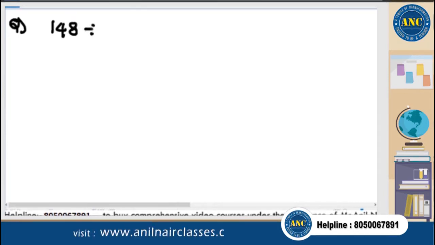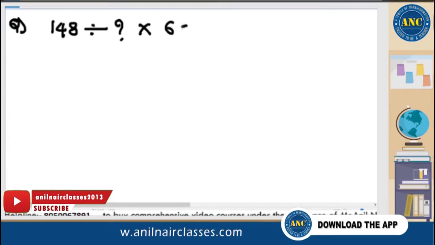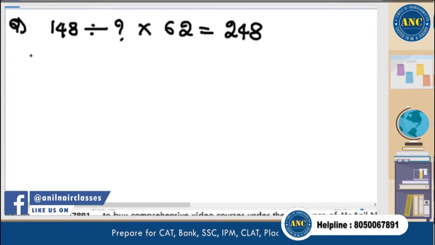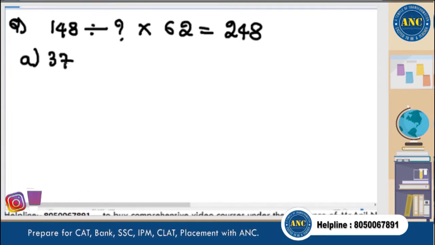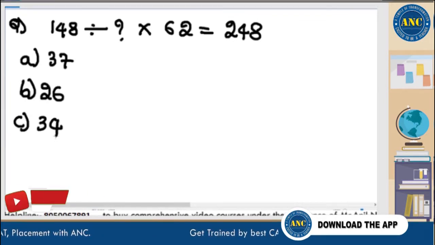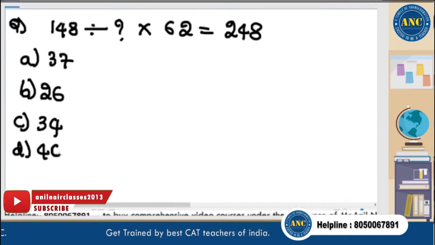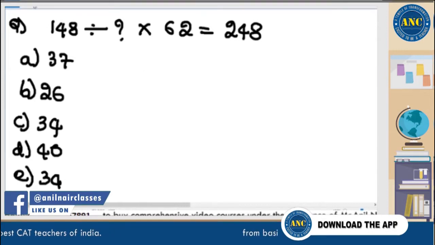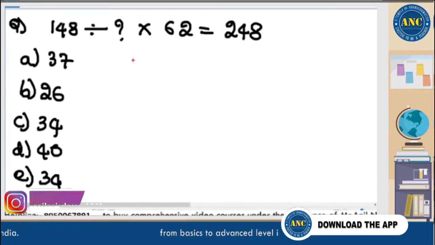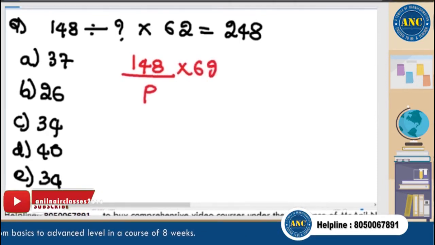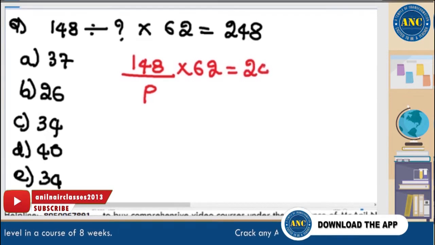Another competitive exam question. 148 divided by how much into 62 equivalent to 248. The idea is to change the way you look at aptitude, like I do in every class. Slowly this will be there in your mindset. 148 divided by some value P into 62 equivalent to 248.